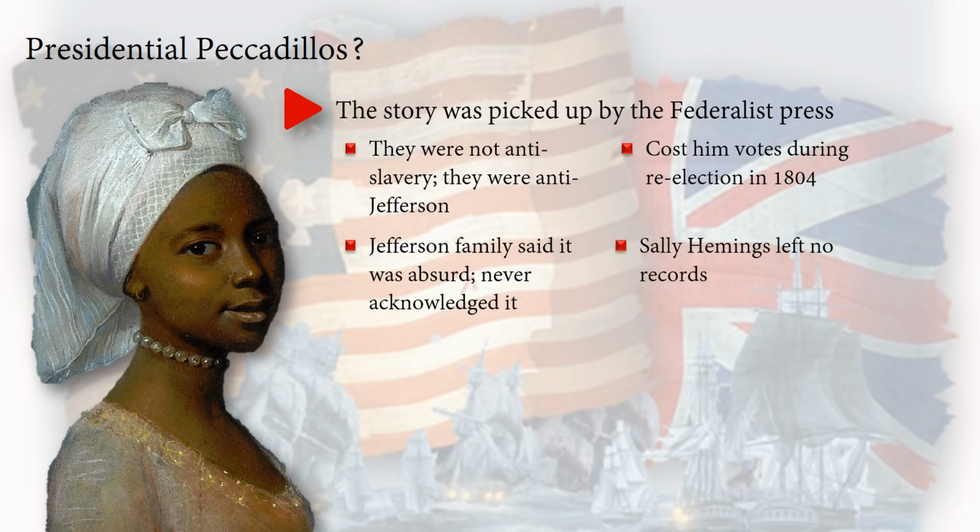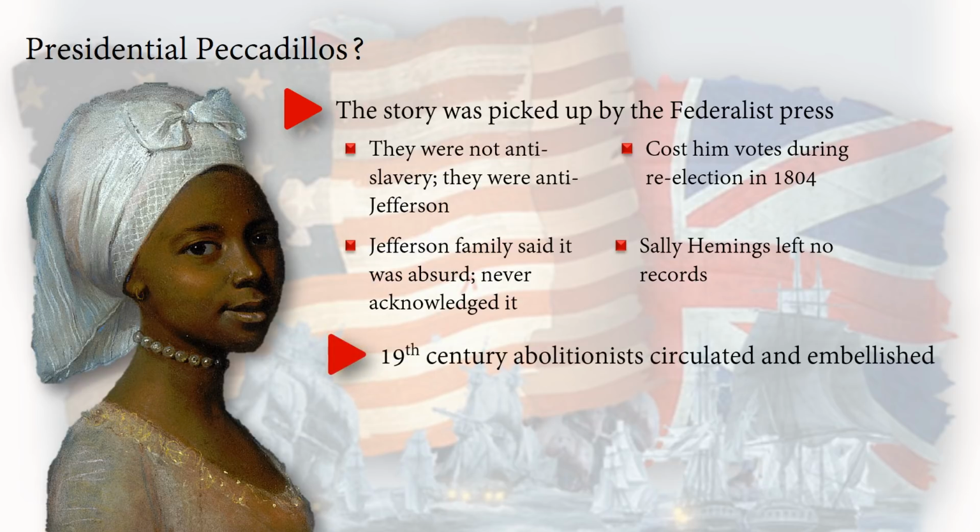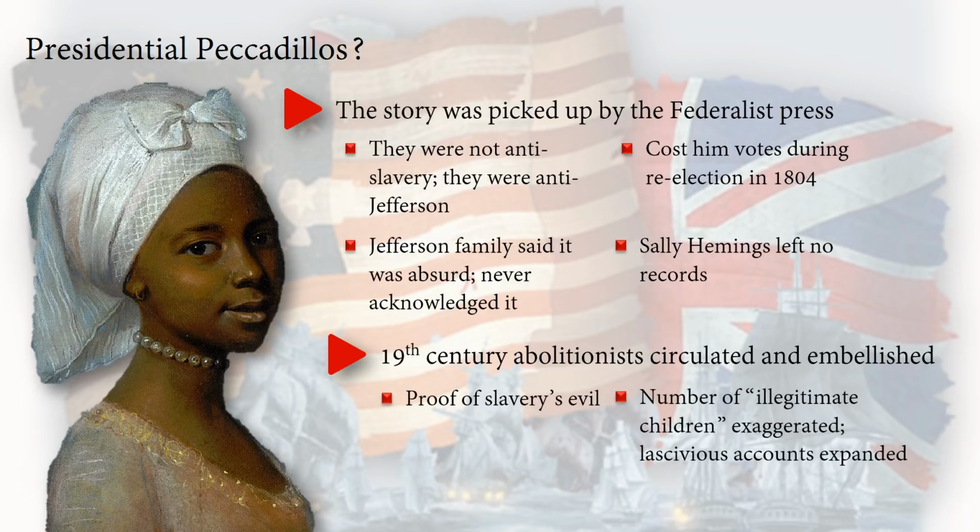Sally Hemings, unfortunately, as an enslaved woman, left no records for us to look over. In the later 19th century, abolitionists circulated and embellished the story, adding to it and exaggerating it, and their idea here was to showcase this as an instance and proof of slavery's evils. A number of illegitimate children were exaggerated, the lascivious accounts were expanded. This is not to say that Jefferson is off the hook here, but they certainly did sensationalize the story quite a bit in order to smear Jefferson's name.